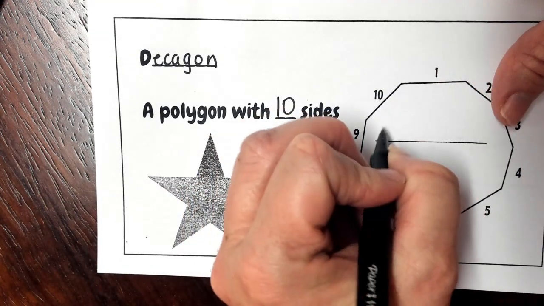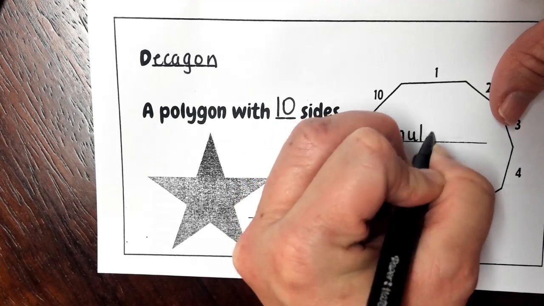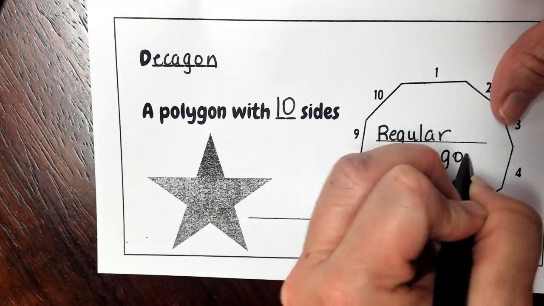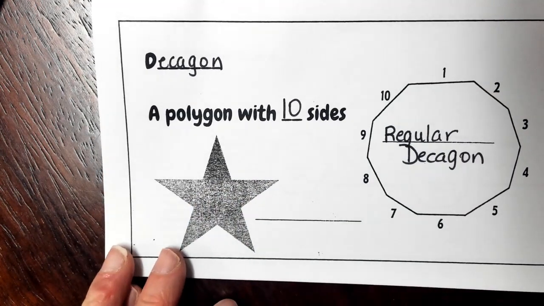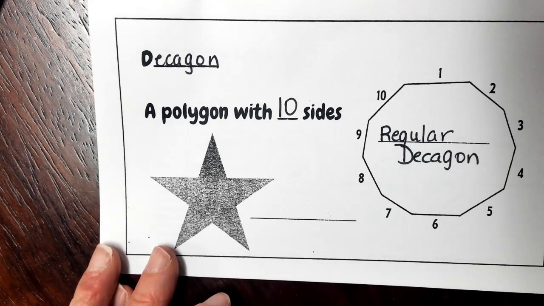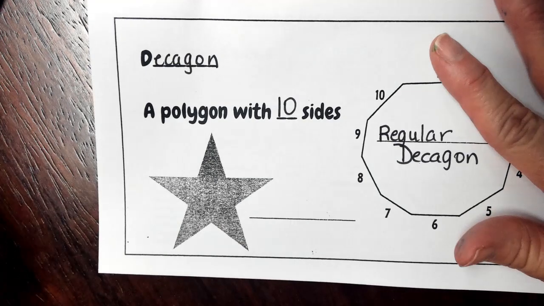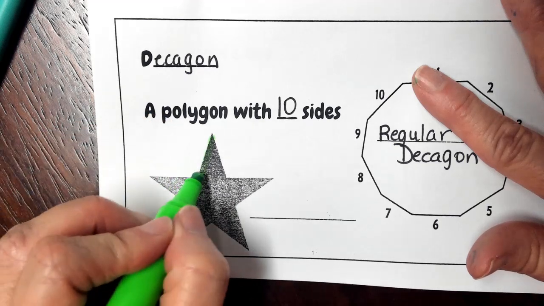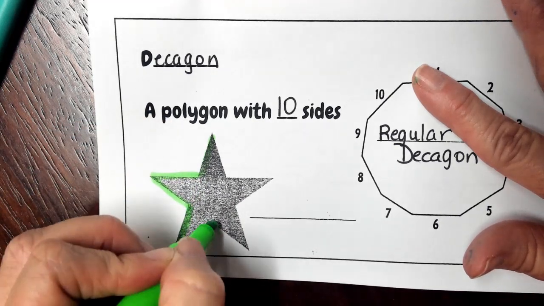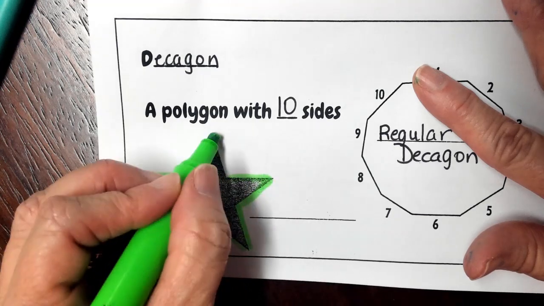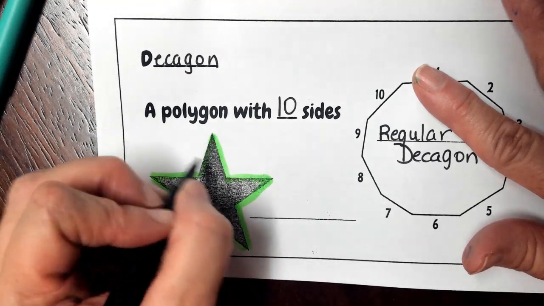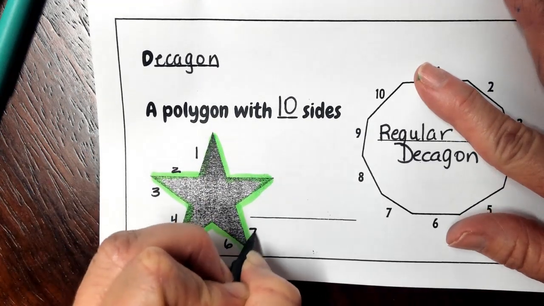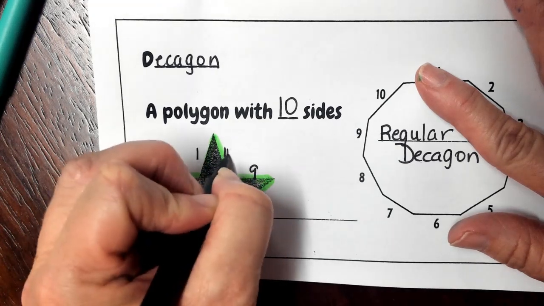And so over here to the right, we have our example of a regular decagon, meaning all the sides are the same and all the angles are going to be the same. And then we have our other figure here, which is an example of a star. And so we have 1, 2, 3, 4, 5, 6, 7, 8, 9, 10. Again, counting those line segments and labeling them 1 through 10.